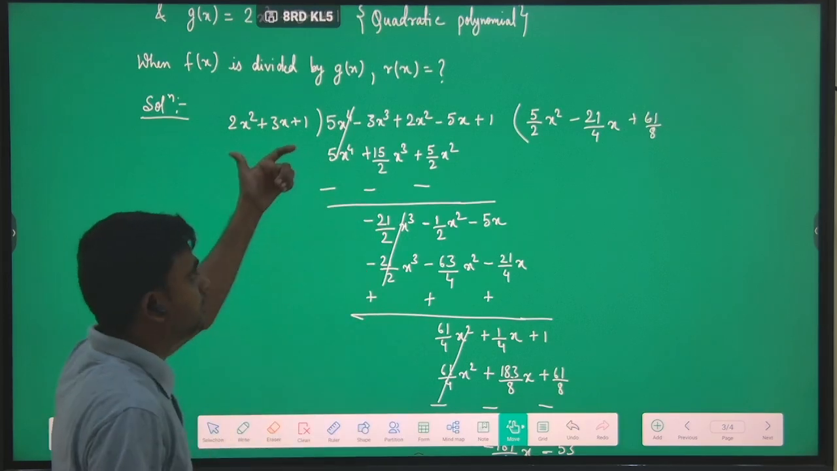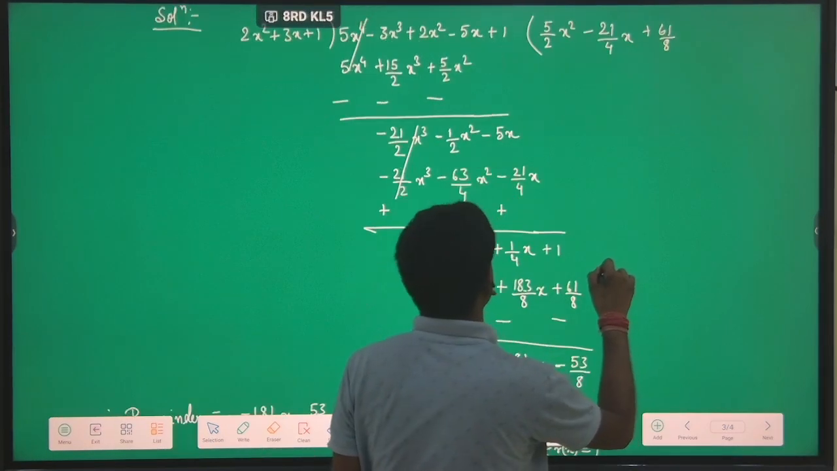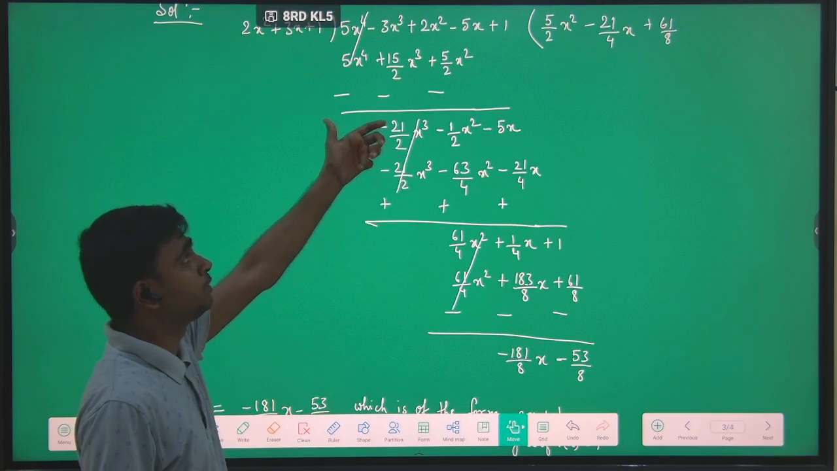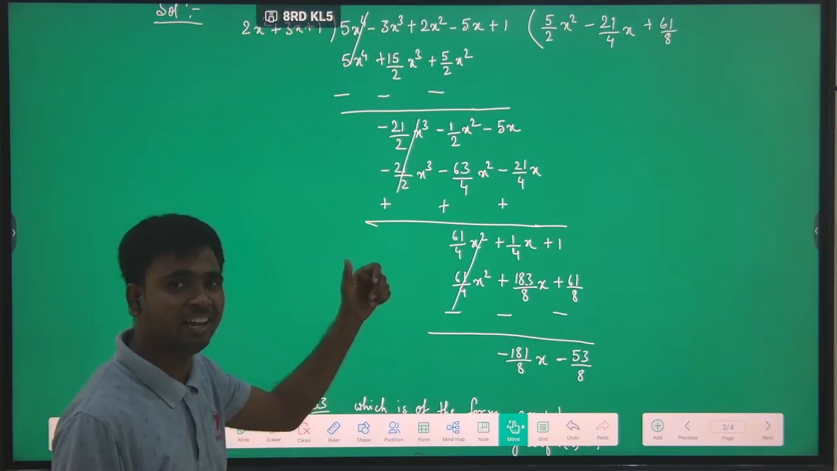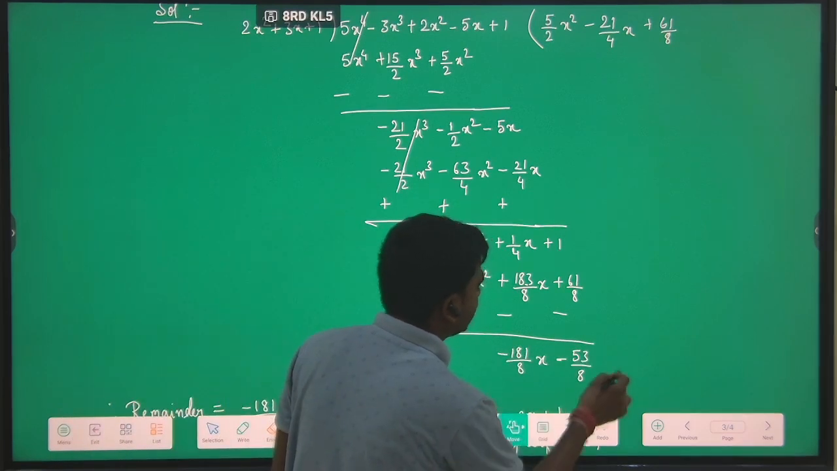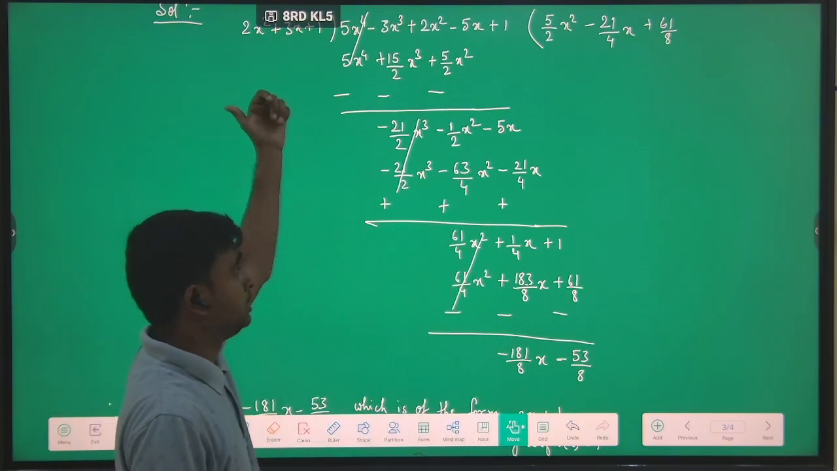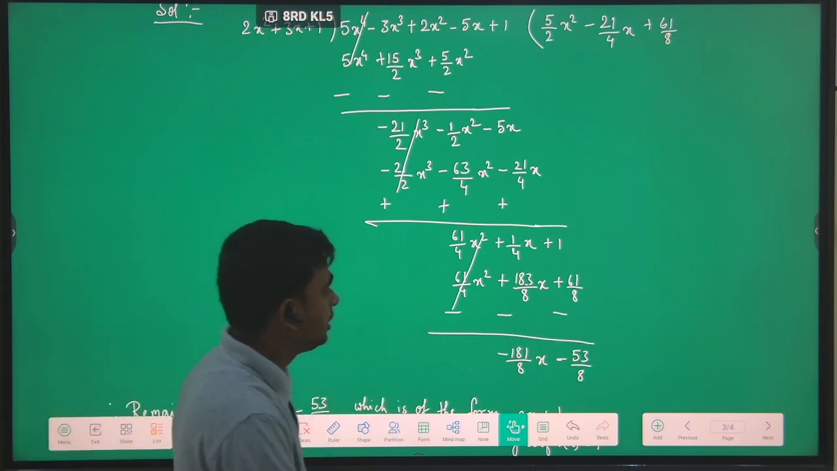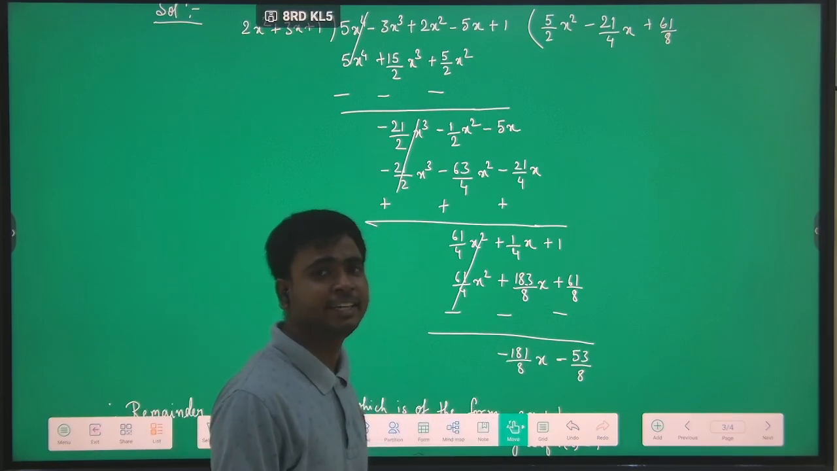Whenever we try to divide these two, we get some remainder. Since this is a complex calculation, I am not showing it to you. You try it at home and let me know if you are facing any issues. I will help you. So what I have got as the remainder: our divisor, that is Gx, was of second degree, and our remainder is of first degree.